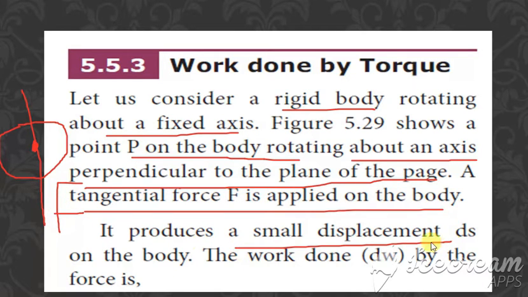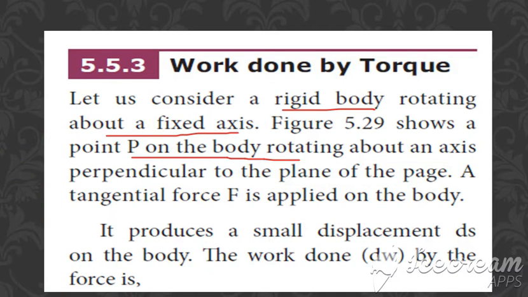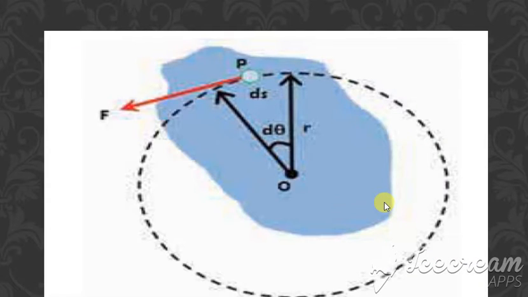It produces a small displacement. So here there is a small displacement. That displacement is denoted by ds and the work done is given by... So what is the formula for work done? Work done is equal to force into displacement, is it not? So dW is equal to F into ds.